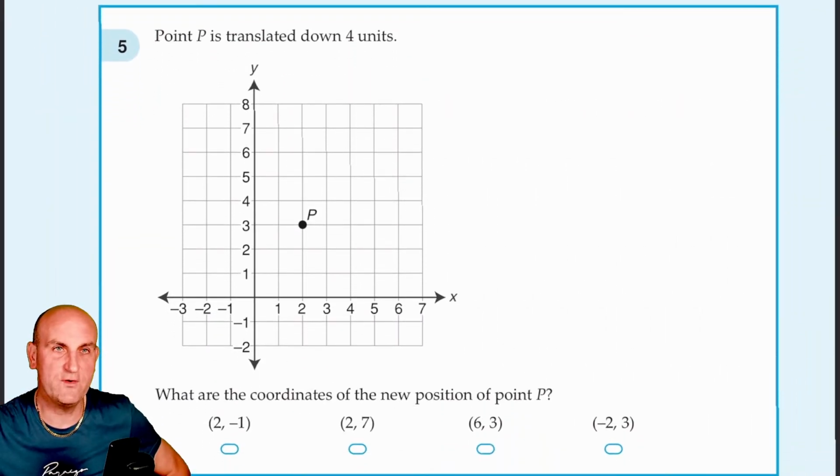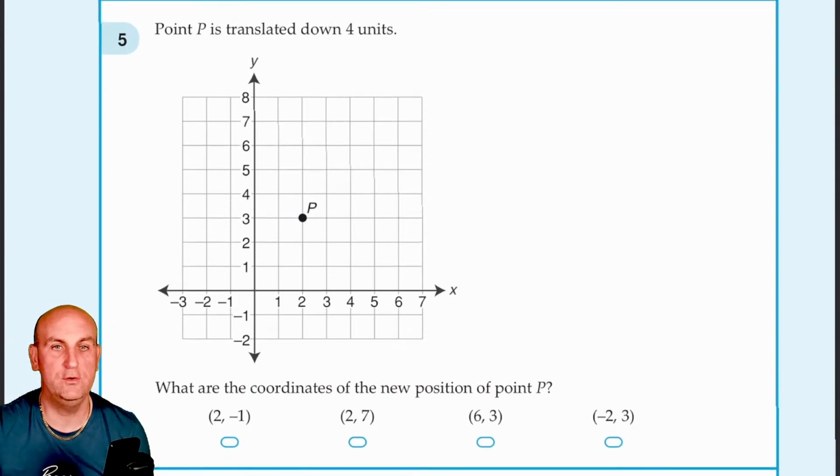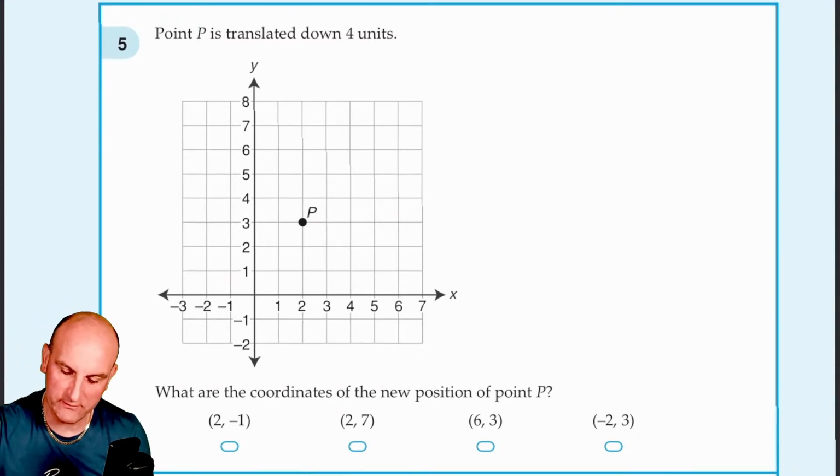Right, let's see, where are we now? Question number 5. Point P is translated down 4 units. What are the coordinates of the new position of point P? So it's here. I'm going to go 1, 2, 3, 4. So it's going to put me there.